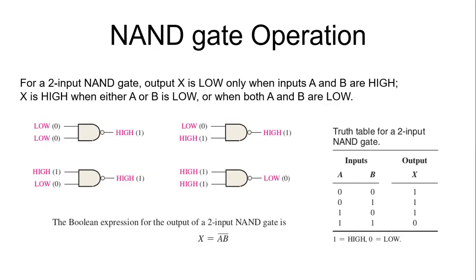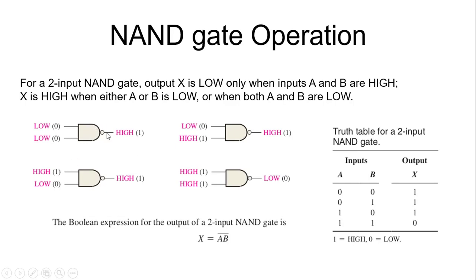NAND gate operation. The NAND gate operation can be stated as, for a two input NAND gate, output X is low only when input A and input B are high. X is high when either A or B is low, or when both A and B are low. So look, we have a two input NAND gate.